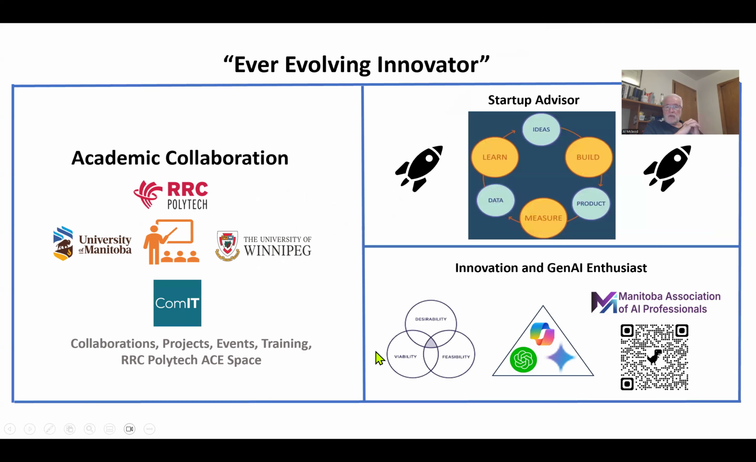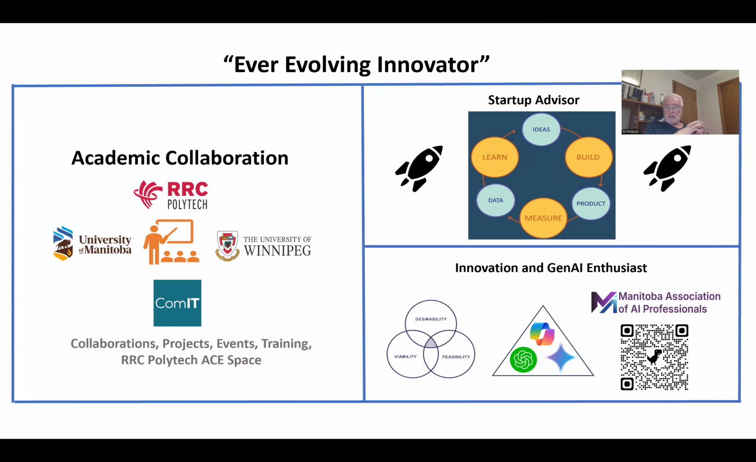So I call myself an ever-evolving innovator because I'm a continuous learner. I work with different academic institutions like Red River College Polytech, University of Manitoba, University of Winnipeg, and of course COMIT, which is a social organization that does training. I do lots of things with different academic institutions, primarily around innovation and artificial intelligence.